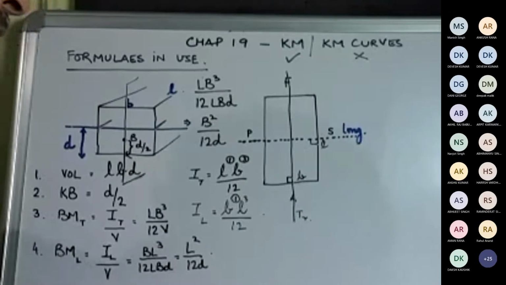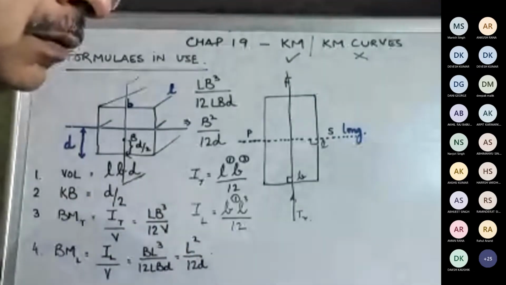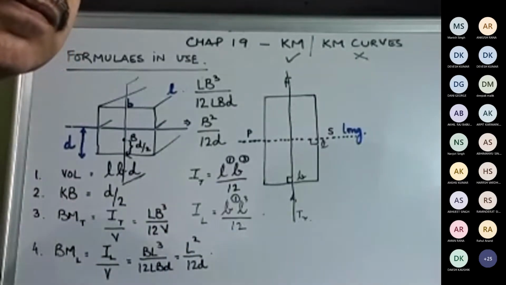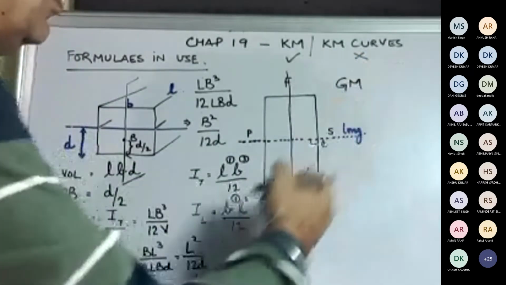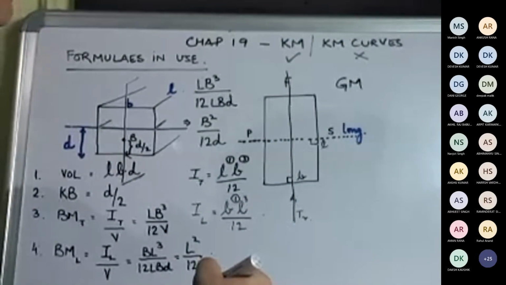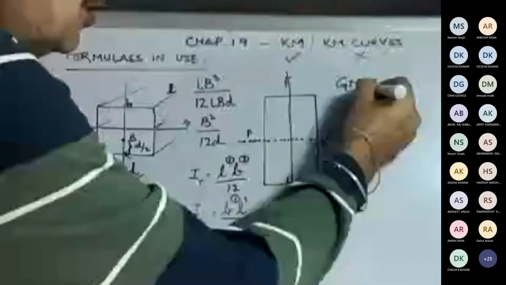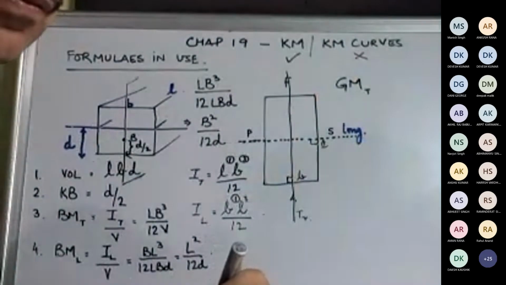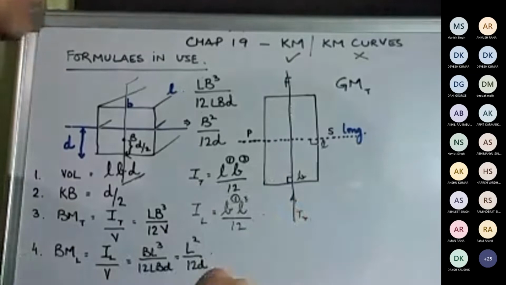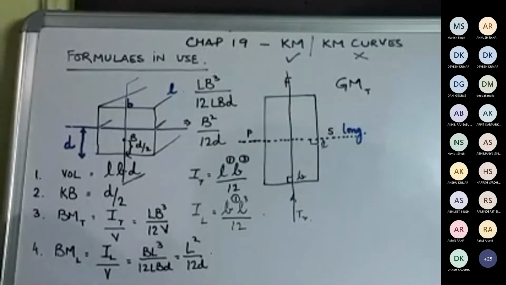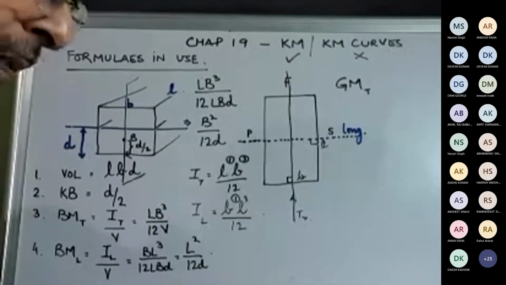So when we say the GM of a vessel is 0.3 meters, T is silent. So it is actually GMT. Yes, sir. T is silent. So it's GMT.